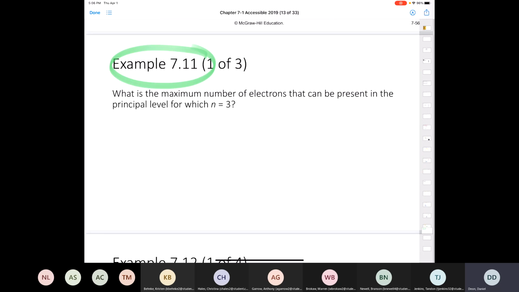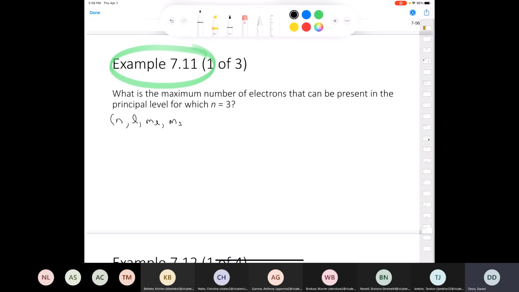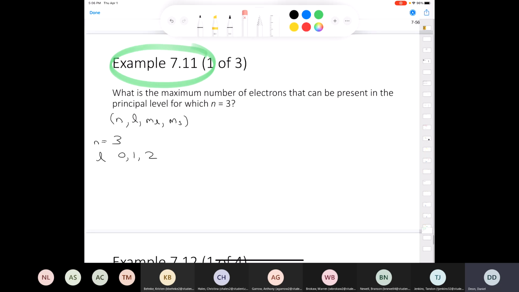Well, if we think about it in terms of our quantum numbers, n, l, ml, and ms, when n is equal to 3, what are the possible values of l? l could be 0, 1, or 2, right? Because l can be 0 all the way up to n minus 1. So those are our 3 possible values of l.